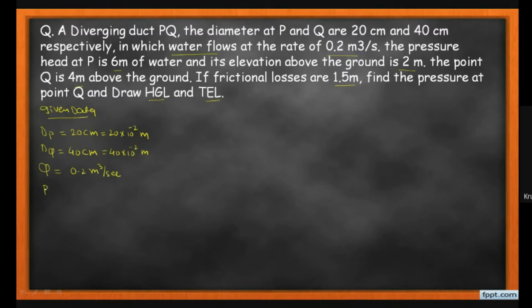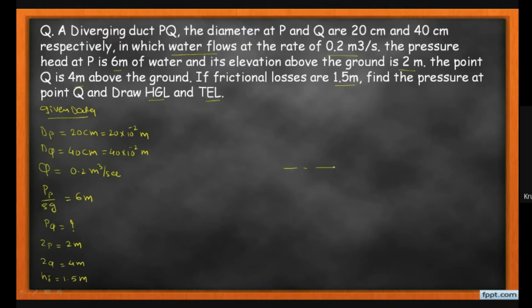Pressure head at P is given, that is Pp by rho g, which is 6 meter. Then we need to calculate the pressure at Q point. The datum of P point is given, Z of P is 2 meter, then Z of Q is 4 meter, as well as the head loss due to friction is given, that is 1.5 meter. So students, first we have to consider one ground line.